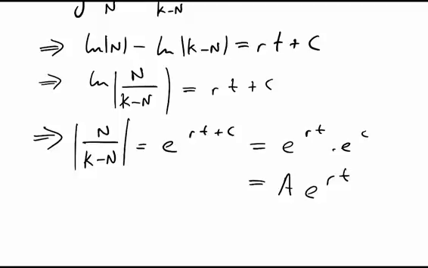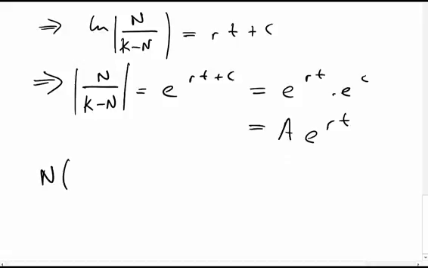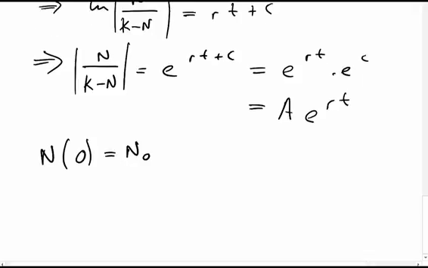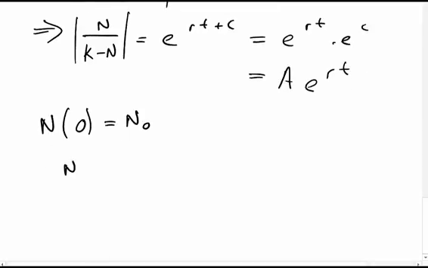Let's suppose that the value of our function, so the value of our population at time 0, we're just going to denote by n naught. So this is just saying that at time 0, we consider a point in time where we start looking at our population, and at the very start of the population, the number of people is going to be called n0. So in other words, when t equals 0, this is the case. So we end up with n over k minus n is equal to a e to the rt.